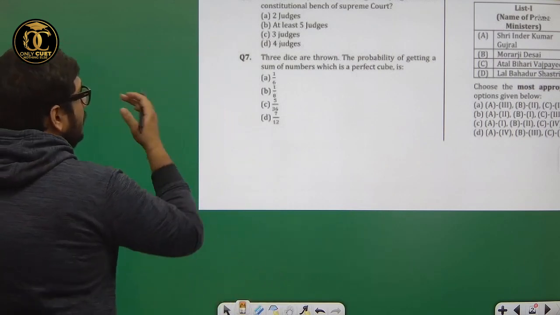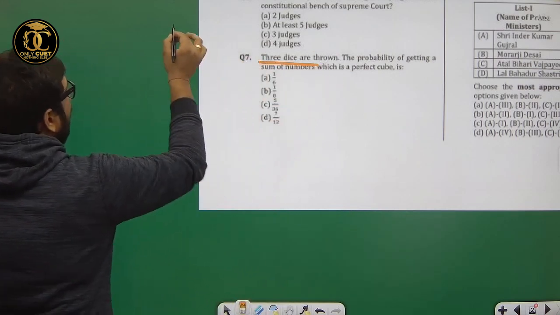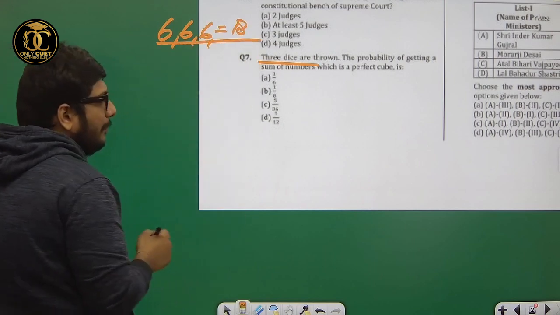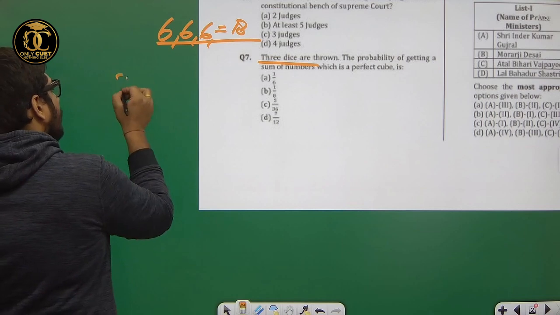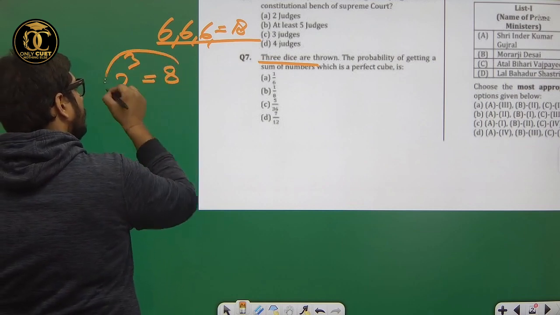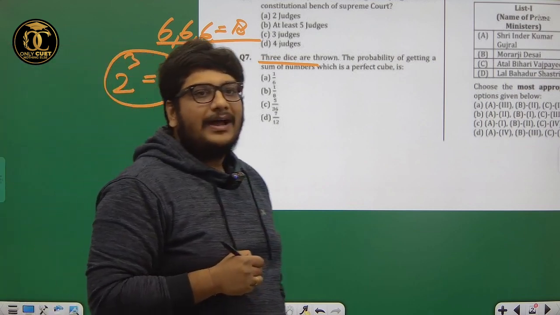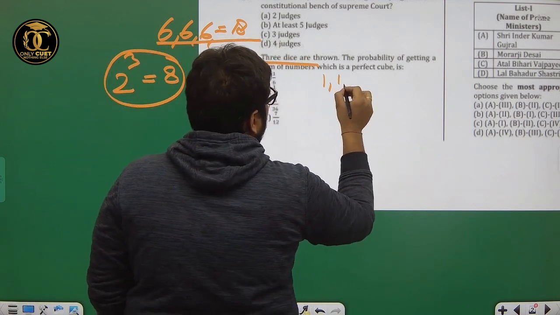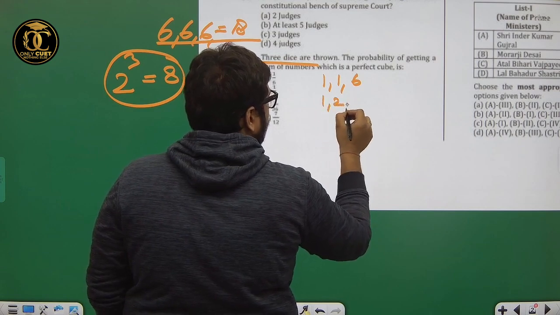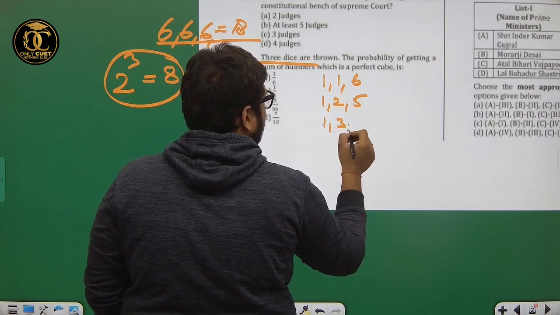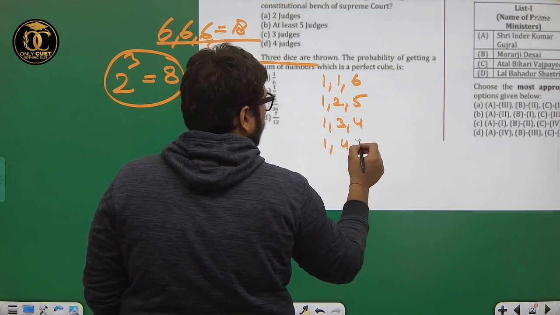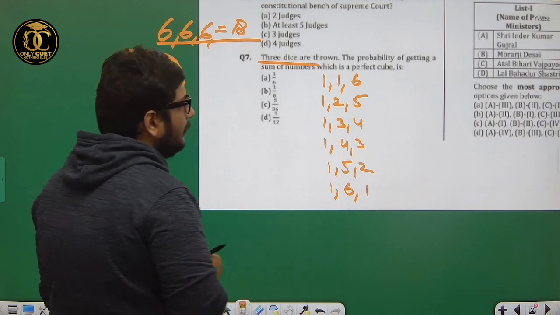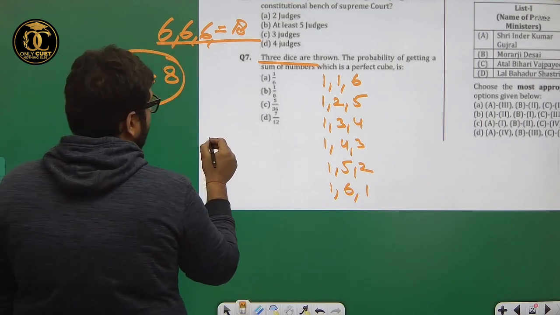Which are perfect cubes? See, I am throwing the dice 3 times, so I can have a maximum of 6, 6 and 6. That is 18 as the sum. Now the perfect cube which is less than 18 is only 2 cube, that is 8. Correct? So I have to find which numbers give me 8 as the sum. We'll start with 1. 1, 6, 1, 2, 5. 1, 3, 4, 1, 4, 3, 1, 5, 2, 1, 6, 1. 6 options.